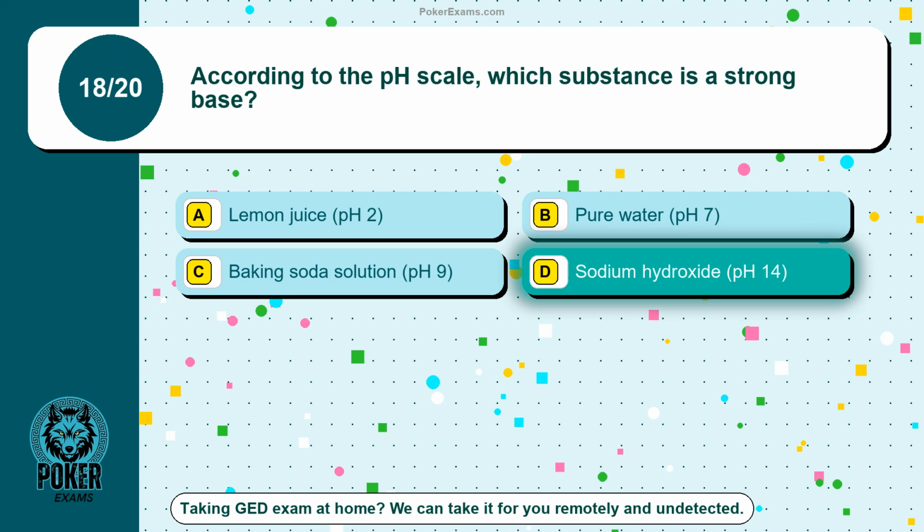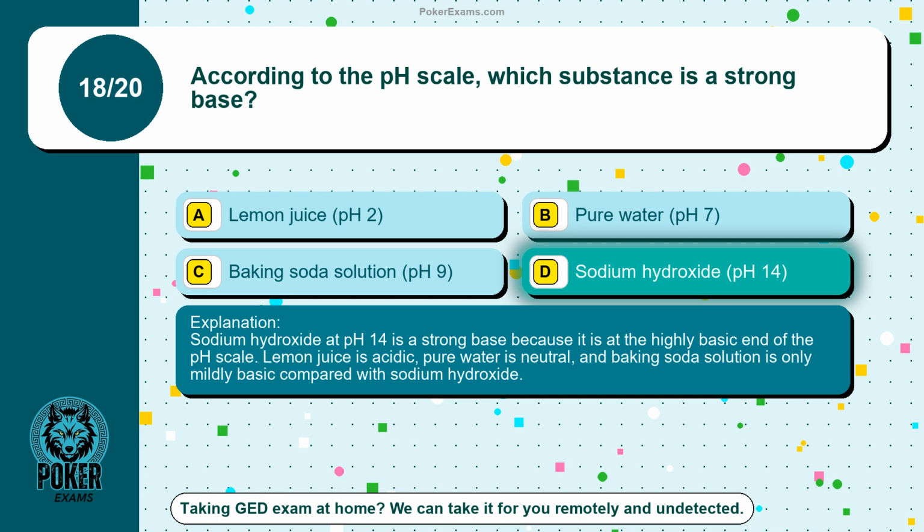The correct answer is option D. Sodium hydroxide, pH 14. Sodium hydroxide at pH 14 is a strong base because it is at the highly basic end of the pH scale. Lemon juice is acidic, pure water is neutral, and baking soda solution is only mildly basic compared with sodium hydroxide.